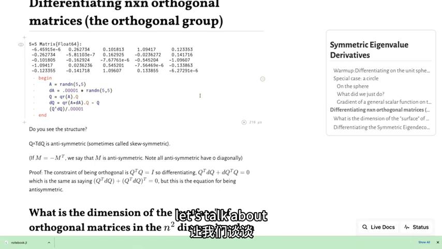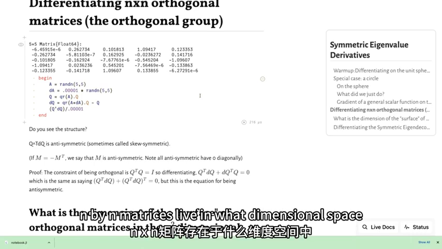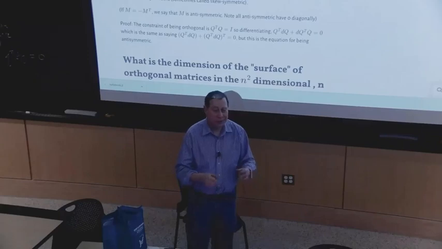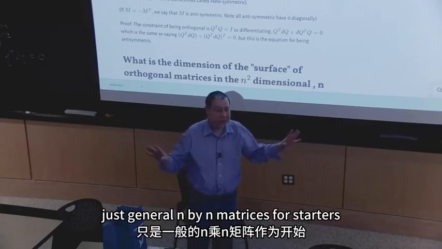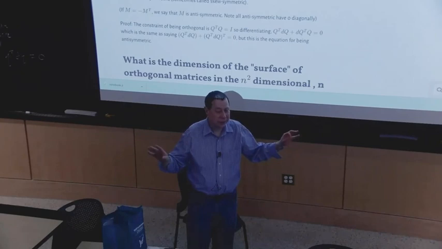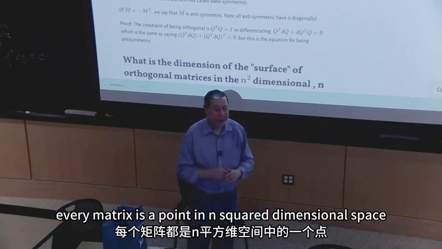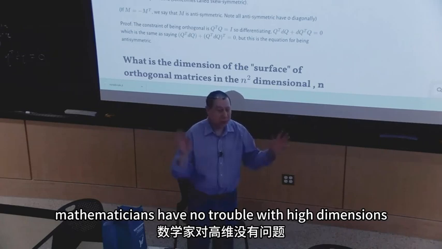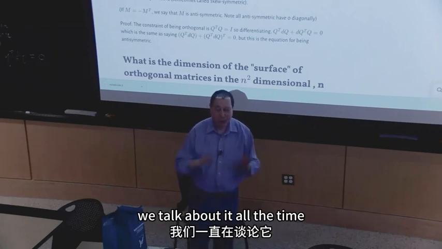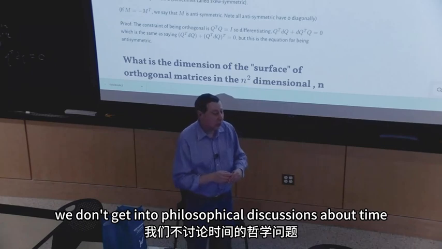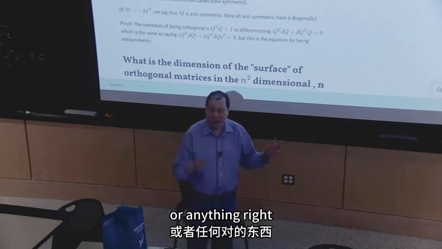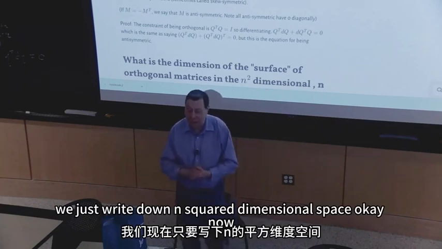Let's talk about, generally speaking, n by n matrices. What dimensional space do they live in totally? Just general n by n matrices for starters, just to get our feet wet. N squared, right? Every matrix is a point in n squared dimensional space. Mathematicians have no trouble with high dimensions. We talk about it all the time. We don't get into philosophical discussions about time or anything. We just write down n squared dimensional space.